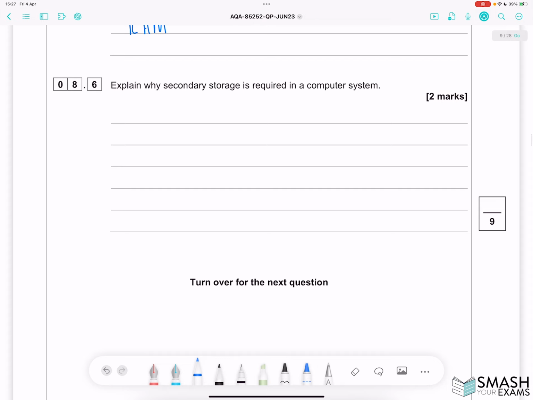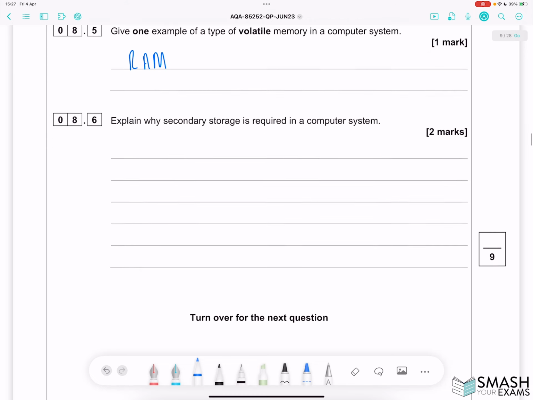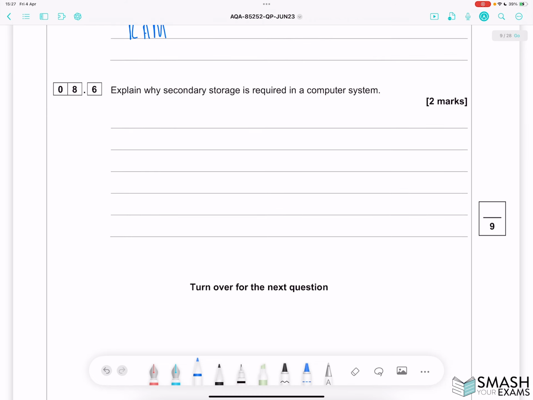Explain why secondary storage is required in a computing system. Well, this relates back to the first question just here, doesn't it? Because it's asking us about retaining its contents. Why do we need memory or storage that will retain its contents? Well, we need to be able to store things. What do we need to store? We need to store data. We also need to be able to store files, don't we? When do we need to be able to store them? When power is lost. Okay.